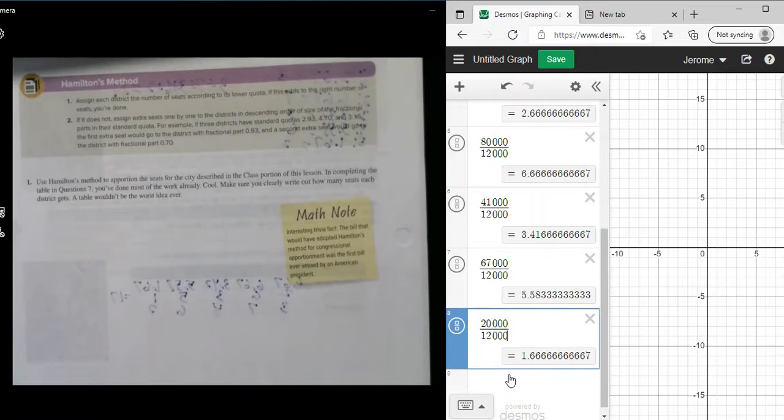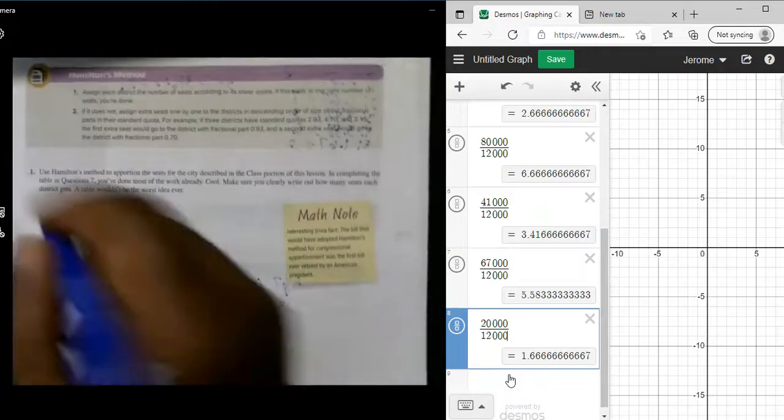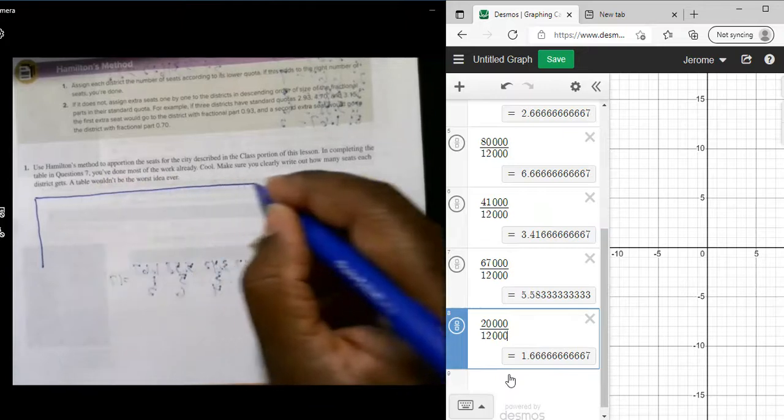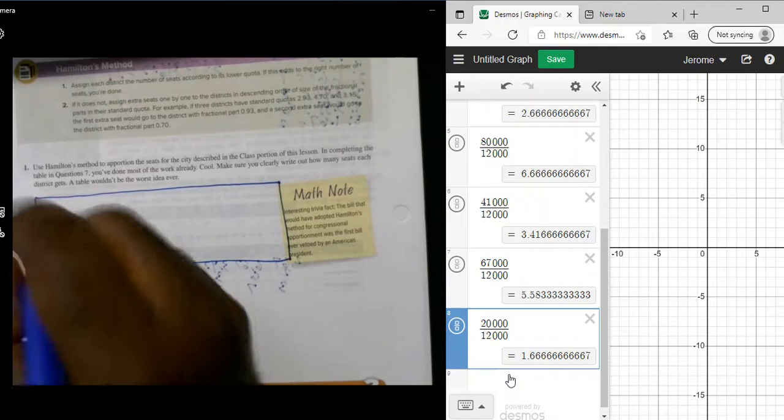Use Hamilton's method to apportion the seats for the city described in the class portion of this lesson. In completing the table in question 7, you've done most of the work already. Make sure you clearly write out how many seats each district gets. A table wouldn't be the worst idea ever. Now, I'll admit, this is one of my pet peeves with the book. I just wish they would have provided us with a table, because that would make everything go a little faster.